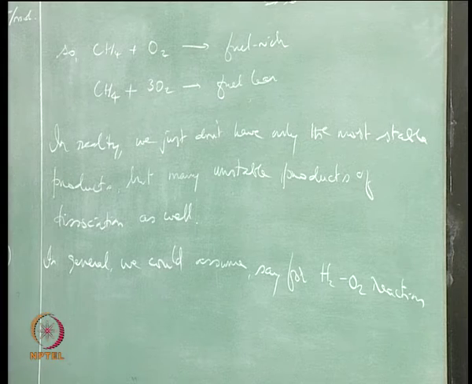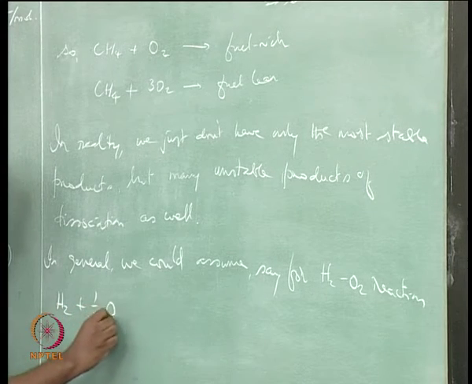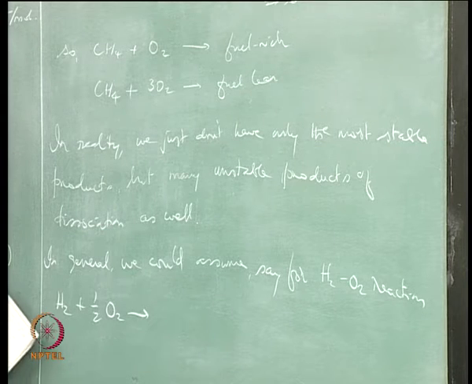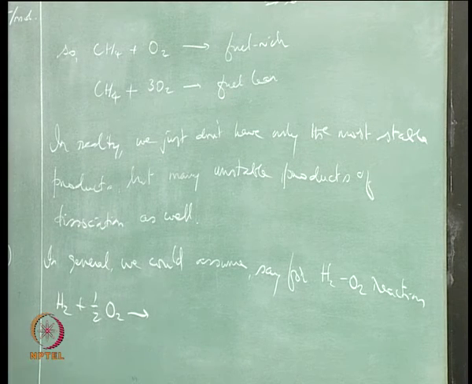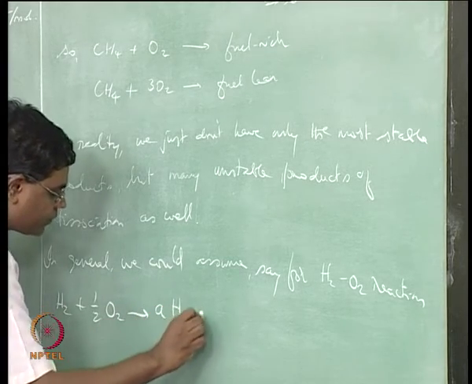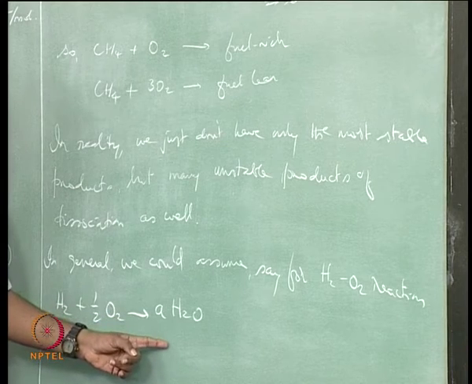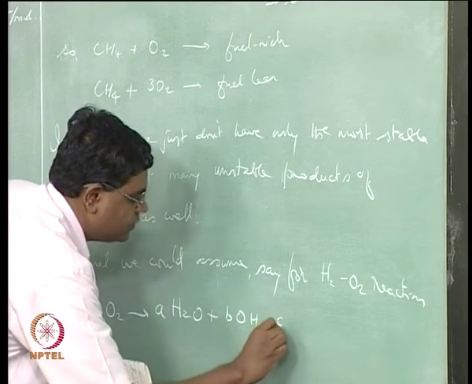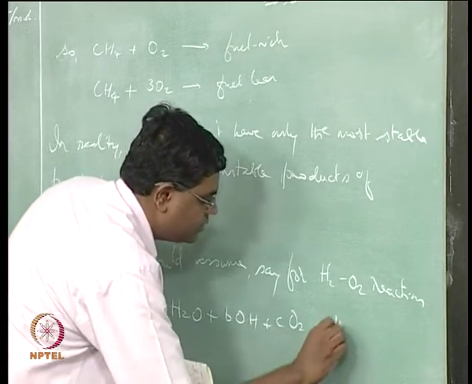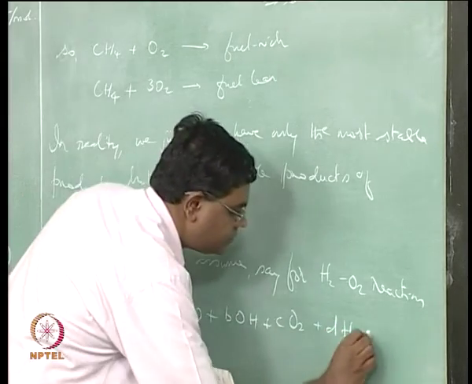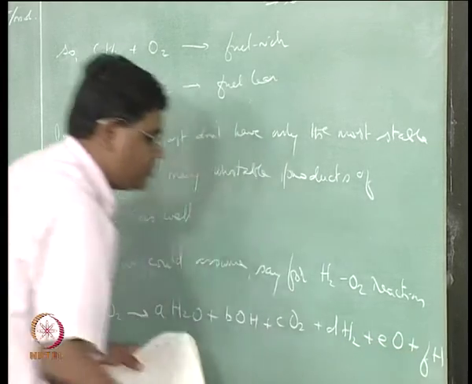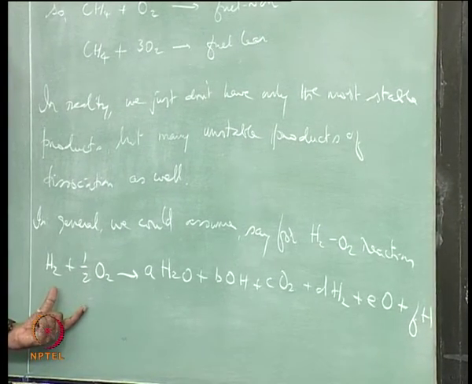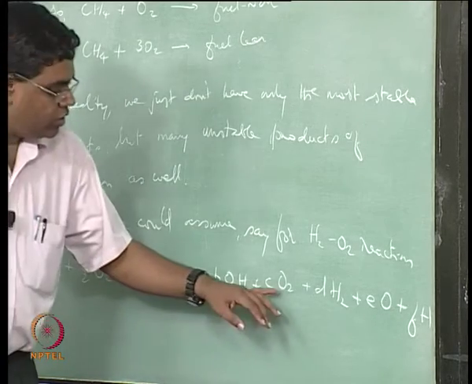H2O2 reaction. If you now say H2 plus half O2, strictly speaking, if I were to look at only this table, the most stable product here has to be H2O. So what I would actually have to say is I have only one mole, so that means I know A is equal to 1. But in reality, we have to now consider B OH plus C CO2 plus D H2 plus E O plus F H. All right.